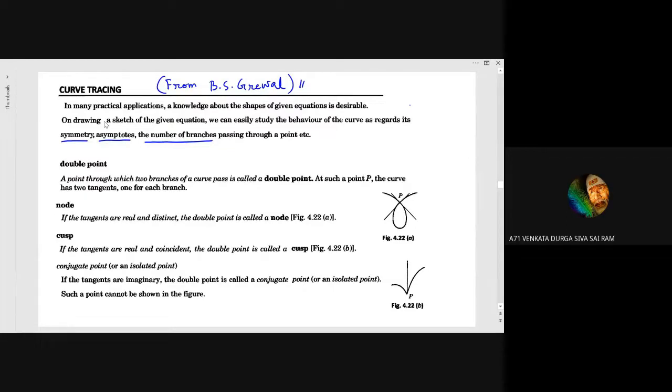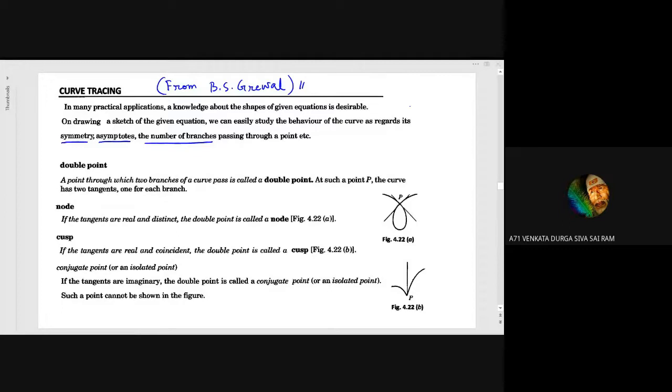Sir, so what is a double point? Just tell. Sir, without continuity at a point where the curve changes accordingly, shall we say that is a point of inflection, sir?